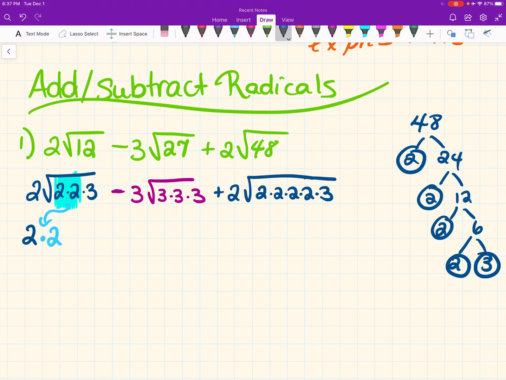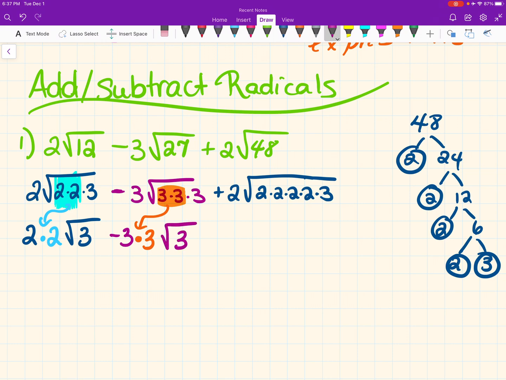And then left behind is a root 3. Okay? The next one. We have a minus 3 on the outside waiting. A group of 3's can escape, and so they get multiplied by what's waiting on the outside. And left behind is a 3.